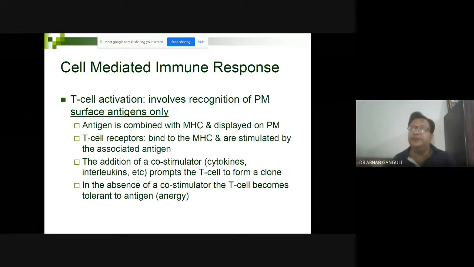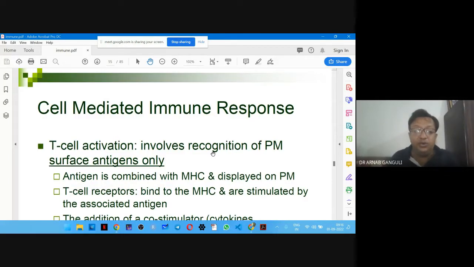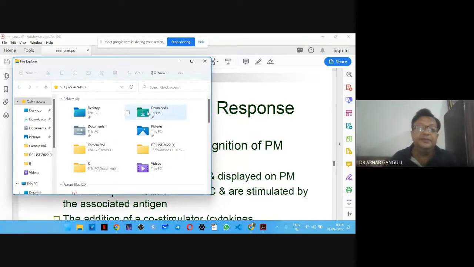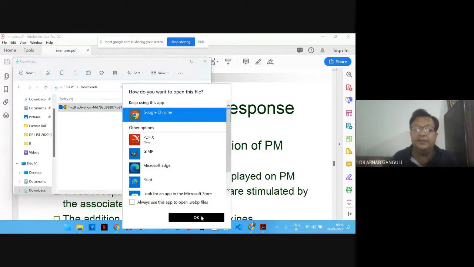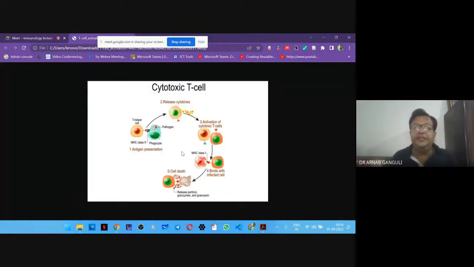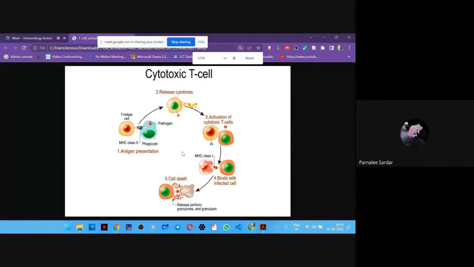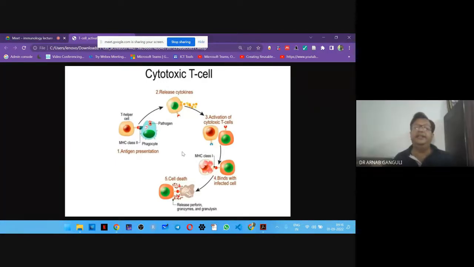Now, from the humoral response, the antibody response, we are coming to the cell-mediated immune response. That is T cell activation. This involves recognition of plasma membrane surface antigen only. So before we go over here, I want to show a picture. Are you able to see this picture? Yes, sir. This is a cytotoxic T cell.